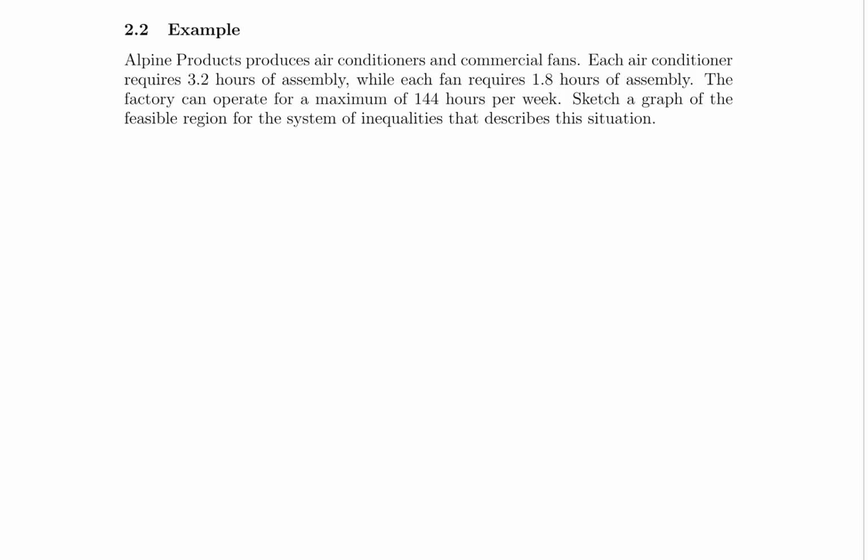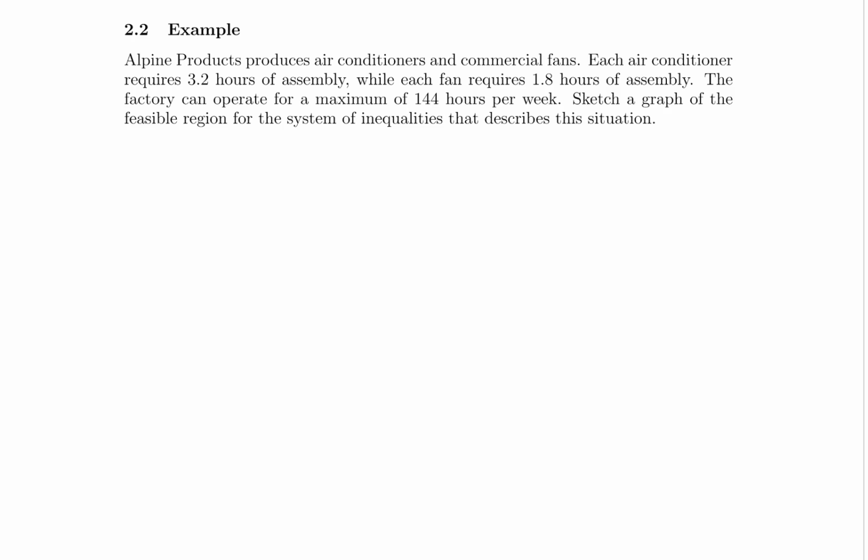Alright, so now let's look at applying a system of inequalities to a more applications-focused type of problem. Alpine Products produces air conditioners and fans. The air conditioners require 3.2 hours of assembly, while each fan requires 1.8 hours of assembly. The factory can operate for a maximum of 144 hours per week, and we'd like to sketch a graph of the feasible region for the system of inequalities that describes this situation.